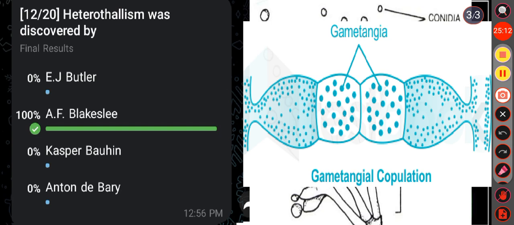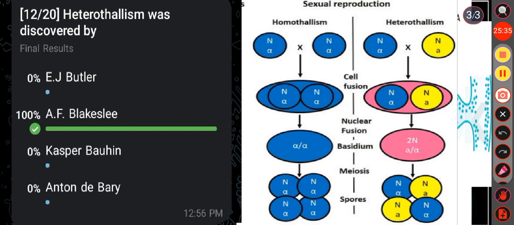Then next question, heterothallism was discovered by option A E.J. Butler, option B A.F. Blakeslee, option C Caspar Bauhin, option D Anton de Bary. Here the correct answer is option B, that is A.F. Blakeslee. What is heterothallism? Heterothallism is a reproductive condition in fungi where two different mating types are required to produce a sexual spore, and it was first discovered by an American geneticist A.F.